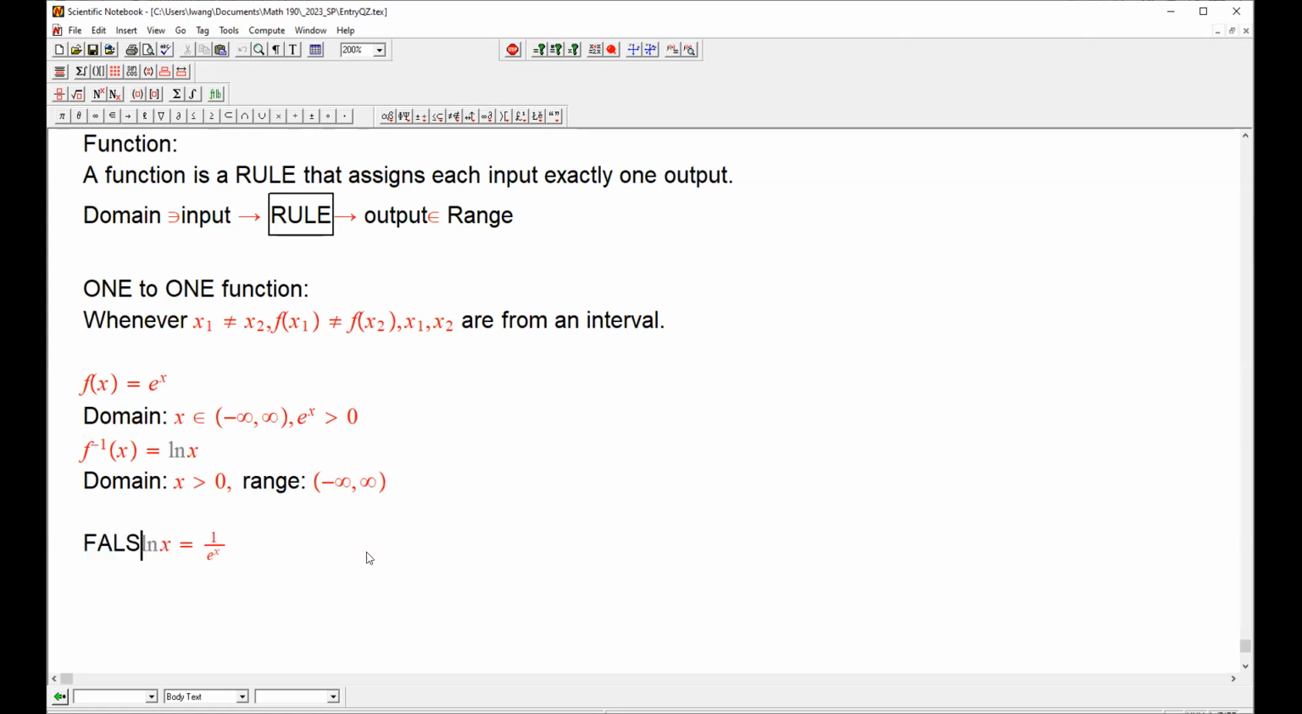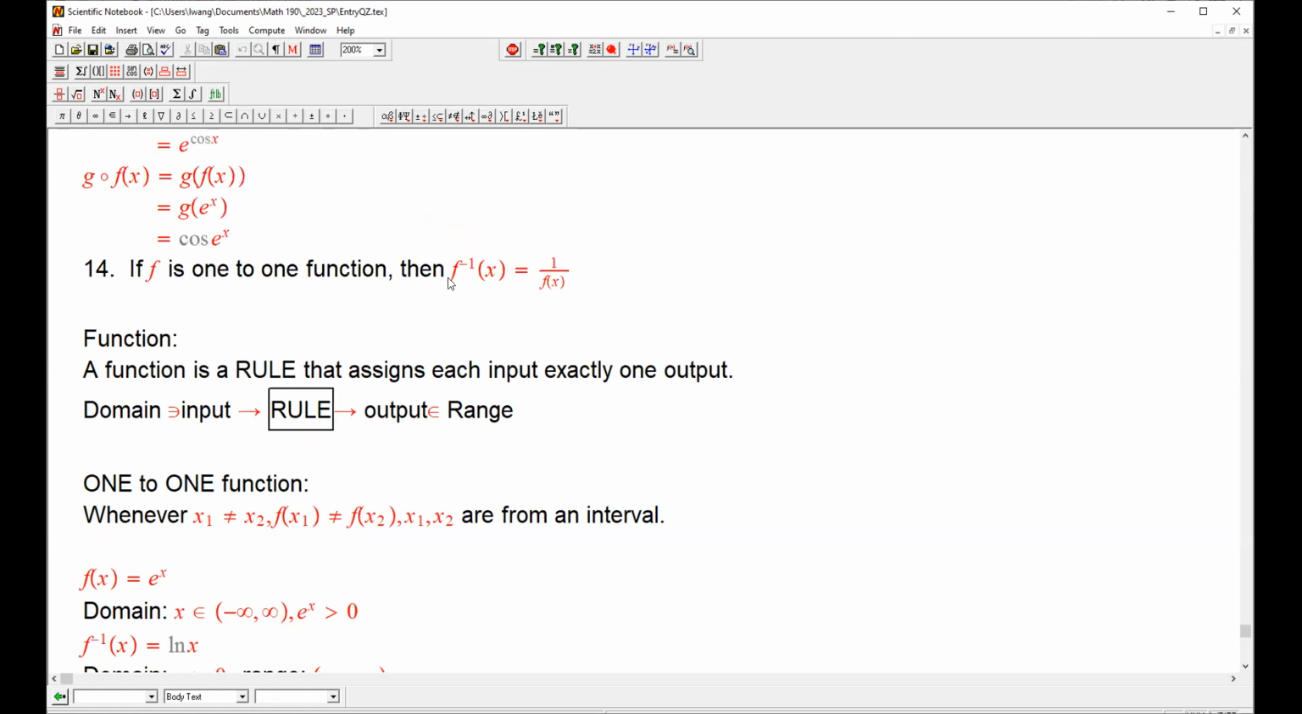We can easily get a number to tell you it's false, right? Say for x equals 1. Not only do they have this domain issue: the domain on the left-hand side is positive numbers for ln x. The domain for 1 over e to the power x, which equals e to the power negative x, is all real numbers, and for ln x, x has to be positive. That's a mismatch, so this is terribly false.